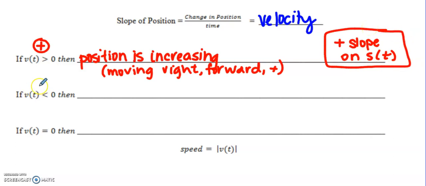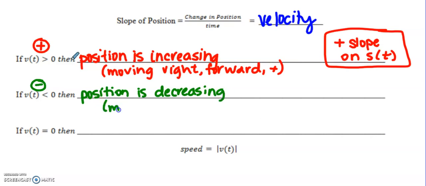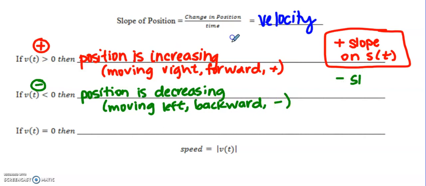If v of t, the slope on the position graph, is negative, that means that our position is decreasing, which means my running man was moving left, backward, in the negative direction. We see a negative slope on S of t, right? So S of t is decreasing.